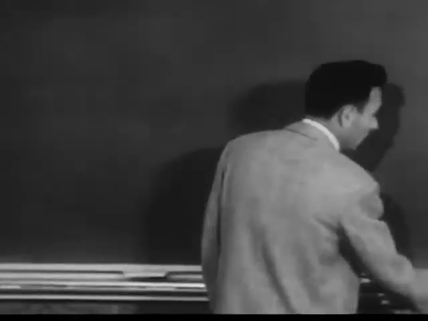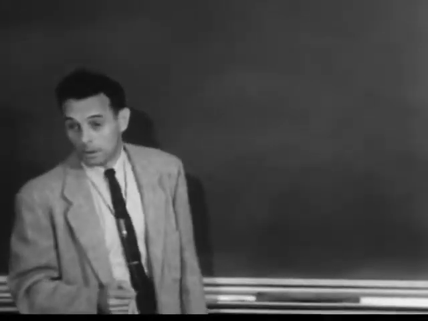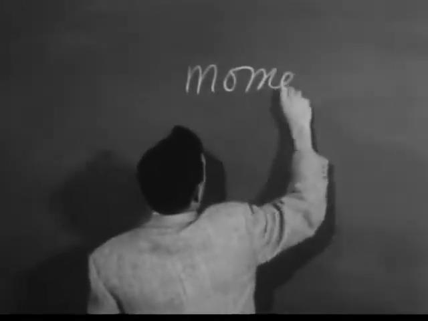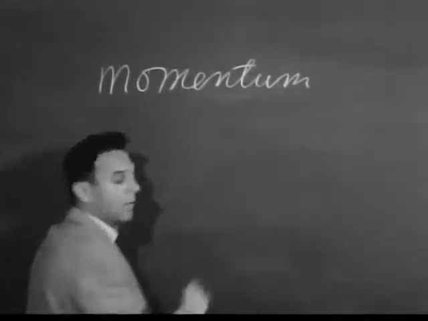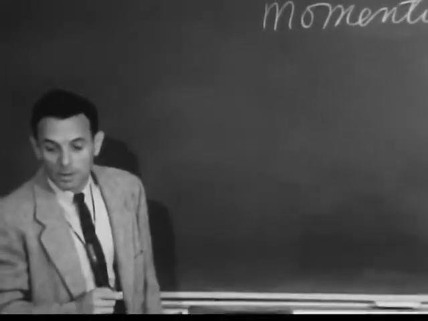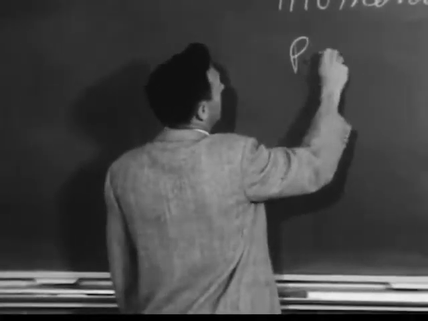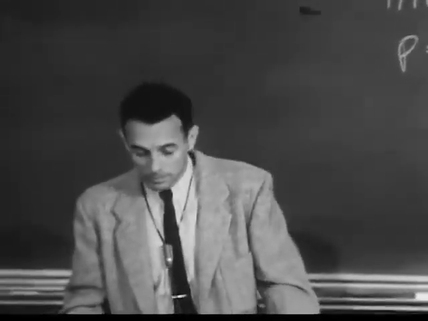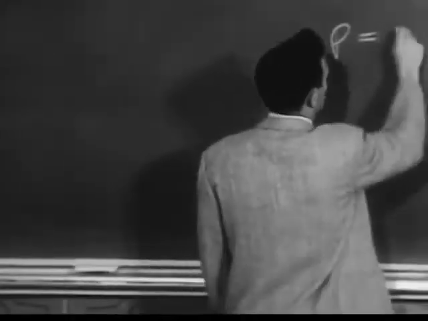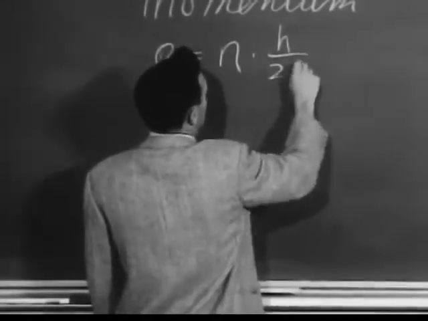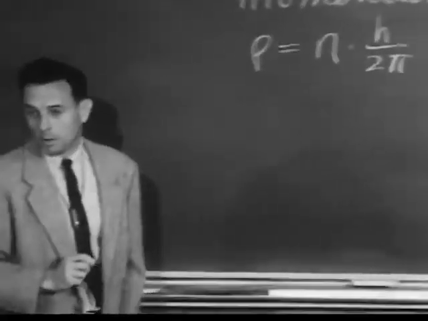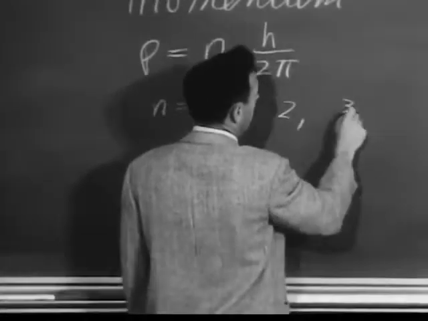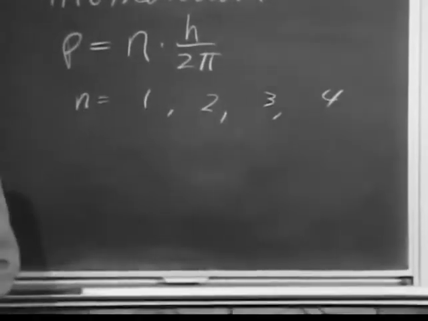Bohr's important contribution was to recognize that this motion is quantized, and he proposed that the quantization is through quantization of the momentum, which is symbolized usually as P. To explain the hydrogen atom spectrum, he proposed that this momentum was quantized in units of h over 2 pi, in which the integer n could take on the values 1, 2, 3, 4, and so on.